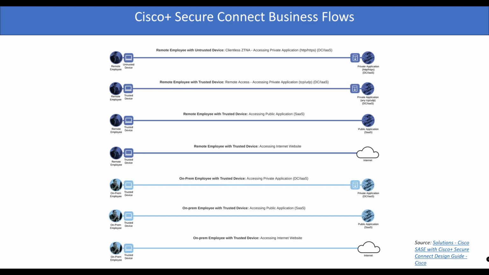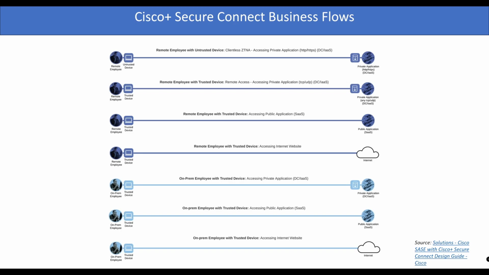Moving on, we've then got the on-premise side of things. We've got the on-premise employee with a trusted device, and they're accessing private applications. So how would that look? We then have the on-prem employee with a trusted device as well, accessing the public applications, so the SaaS-based applications. And then lastly, we have the on-prem employee with a trusted device accessing the internet. So you can see there the differentiation between the two.